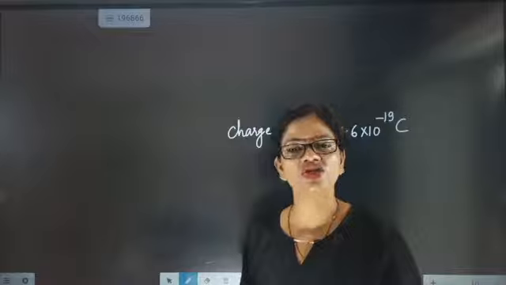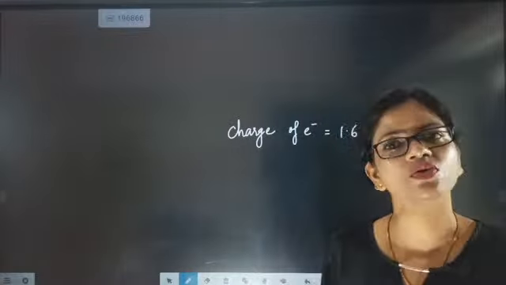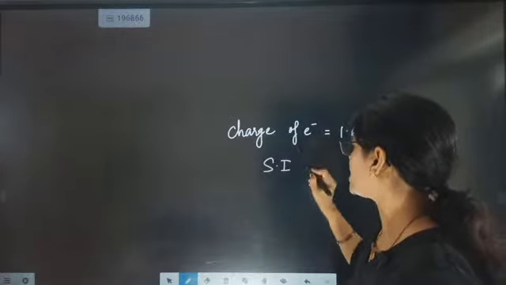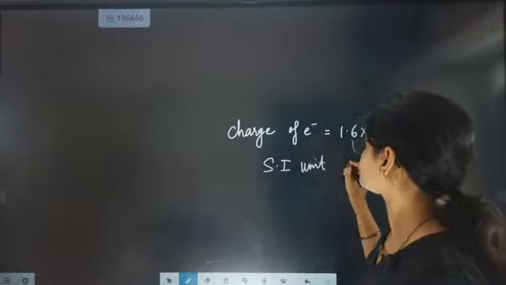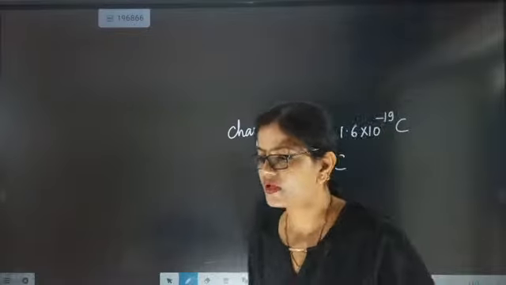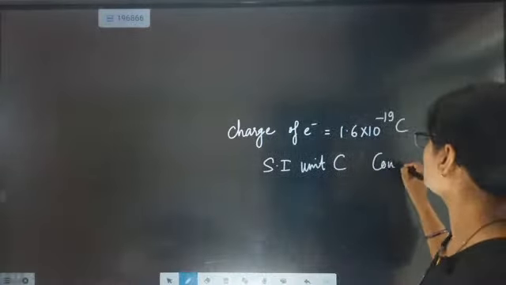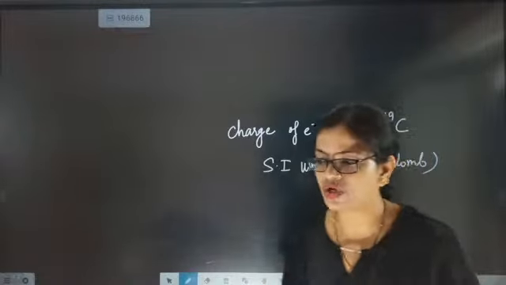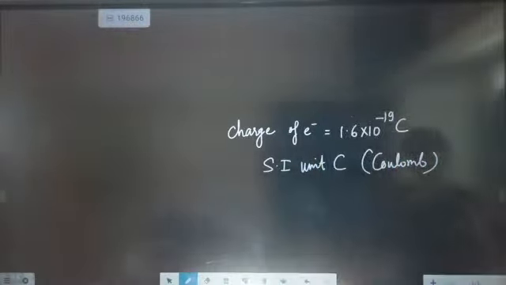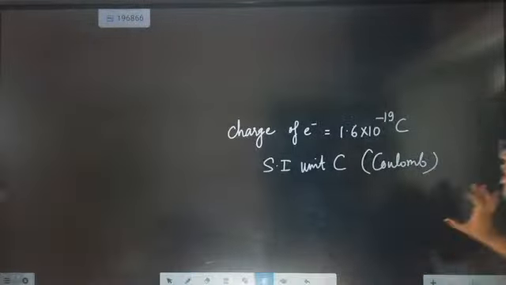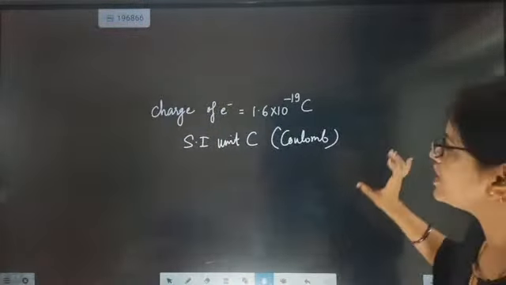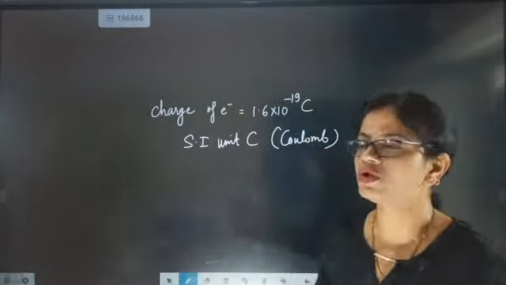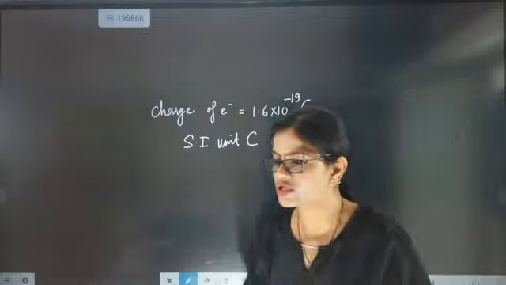The unit of charge is coulomb. What is the SI unit of charge? The SI unit of charge is coulomb, C-O-U, coulomb. So the charge of electron is 1.6 into 10 to the power minus 19 coulomb, and the SI unit of charge is coulomb.